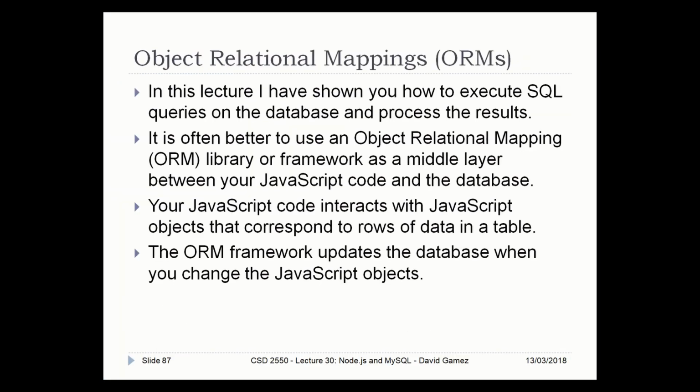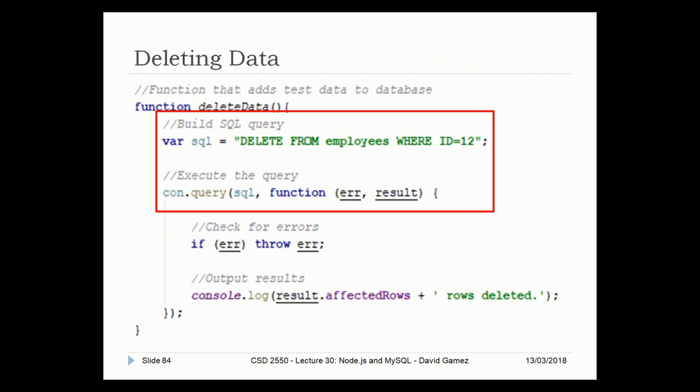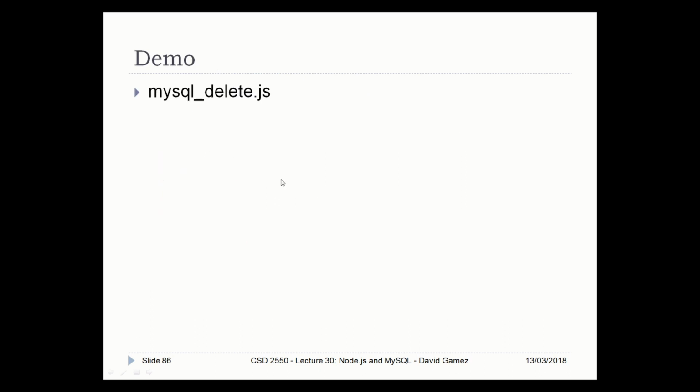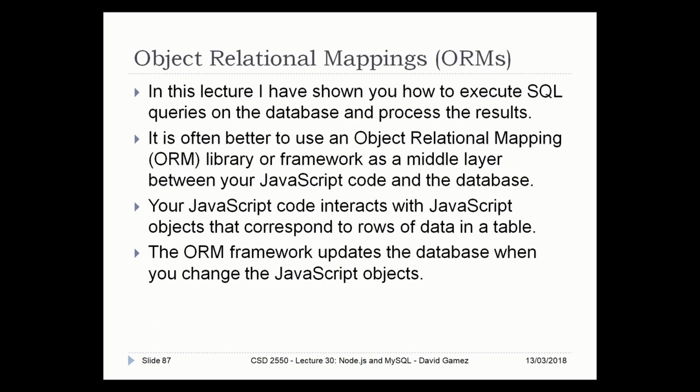So in this lecture, I've explained how you can build SQL queries and execute them on the database. Every example I've given you has had this sort of thing where we're building up an SQL query and then executing it on the database. In many ways, it makes more sense to use what's called an object relational mapping library or framework as a middle layer between your JavaScript code and the database. And this is typically what's done in industry.